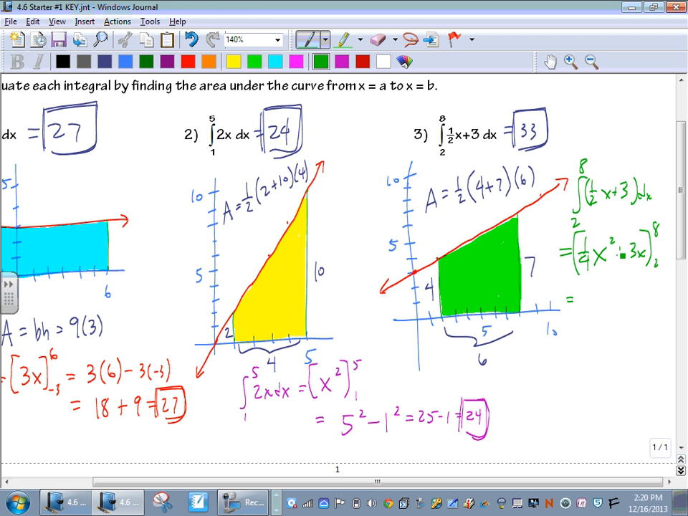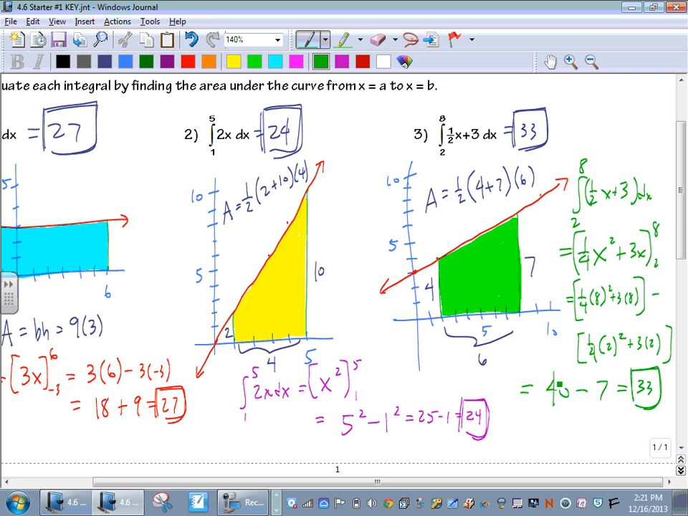So that means we have to put 8 in here, 1/4 times 8 squared, plus 3 times 8, and then that whole thing minus what we get when we put 2 in there. Sorry, kind of ran out of space here, but 1/4 times 2 squared plus 3 times 2. So 8 squared, we get 64, times 1/4, that's 16, plus 24, so we get 40, minus 2 squared is 4, times 1/4 is 1, plus 6 is 7, and we get an area of 33.